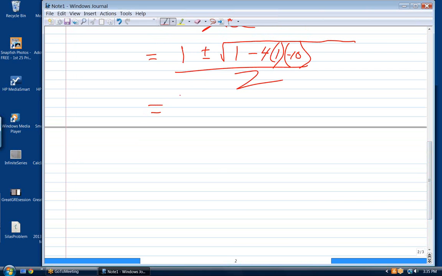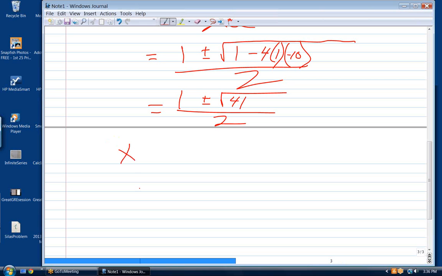And then this equals 1 plus or minus what, over 2? What's the result inside the radical? 1 plus 40, 41. Now, does 41 simplify? Is that a prime number? Yeah, that is prime. I can't even think of any factors of 41.